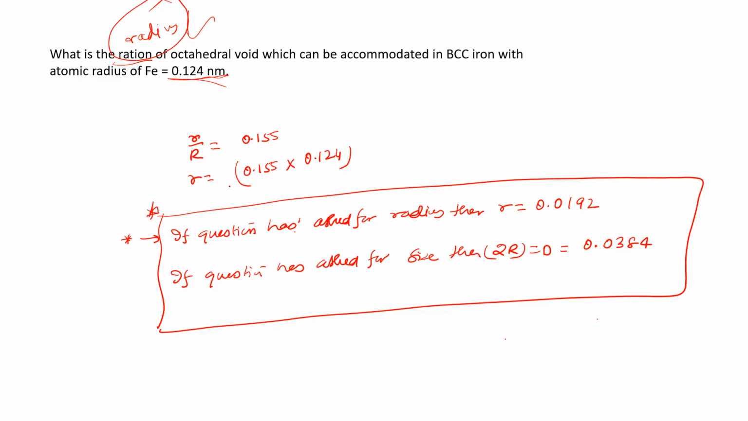So if the question asks what is the radius, then it is fine. But if it asks what is the size, then size means the complete size of this void, so it will be the diameter, right? The size of a particle is equal to the diameter. And for those who forget this formula, the r by R ratio, just see here.